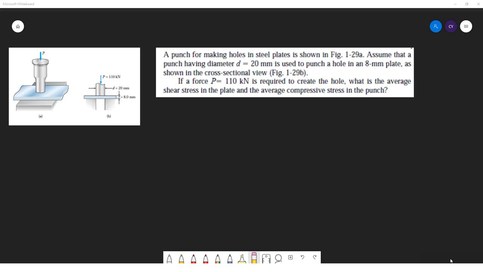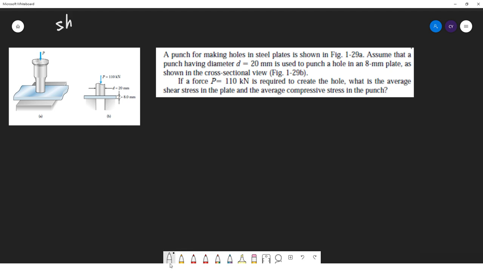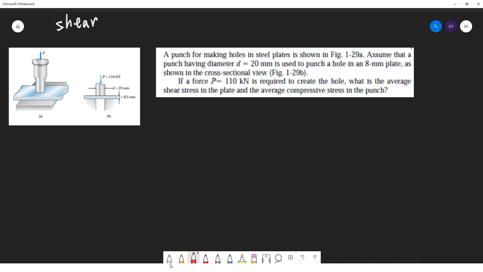Okay, now we start from here. Start from here. Okay, about the shear, now we will know this is the same load.